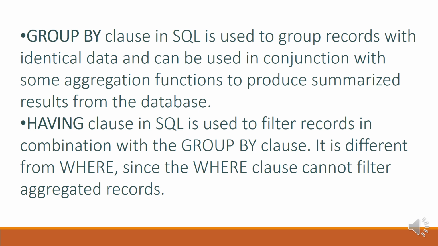Group by clause: the group by clause in SQL is used to group records with identical data and can be used in conjunction with some aggregation functions to produce a summarized result from the database. Having clause: the having clause in SQL is used to filter records in combination with the group by clause. It is different from where, since the where clause cannot filter aggregate records.